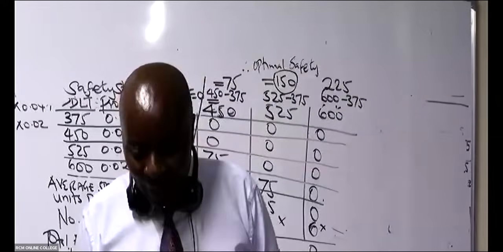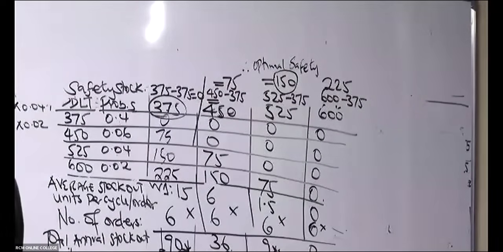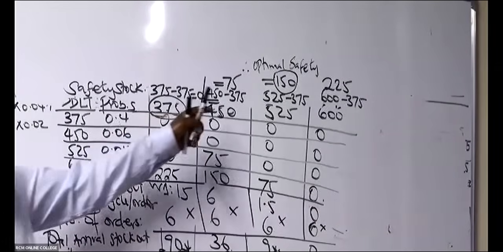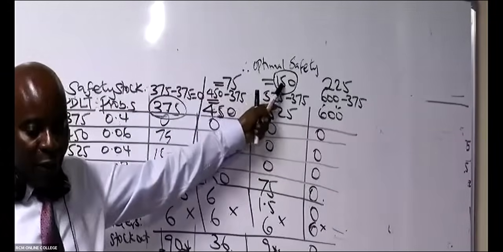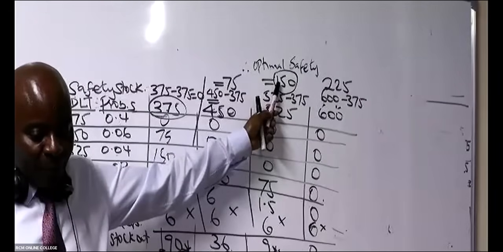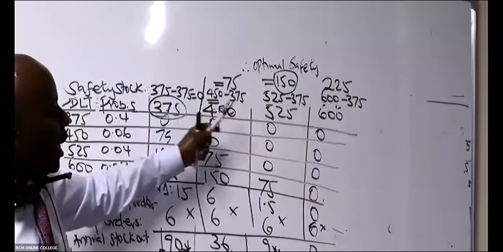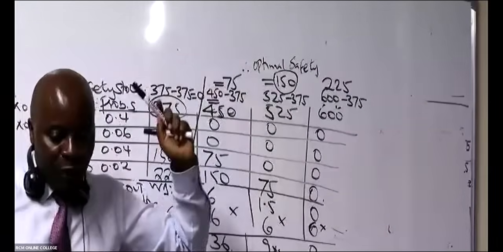525 will be 525. And there are ninjas who did this and got everything. 150 is the optimal safety stock. Remember, these were the safety stocks. So the very best safety stock is 150. And then the optimal reorder level, or optimal supply, is 525.